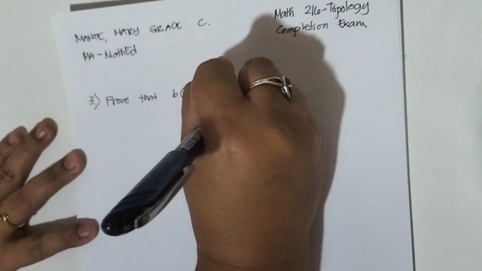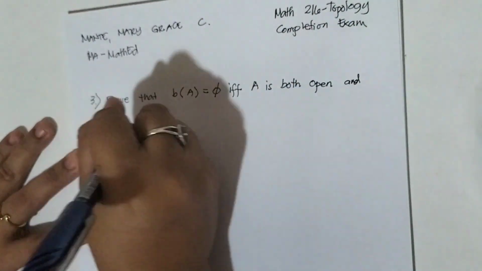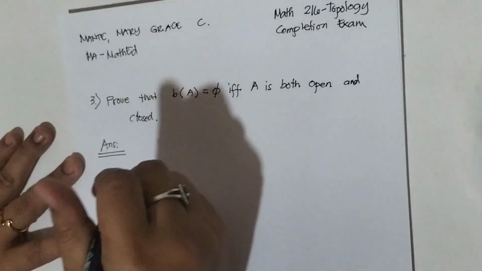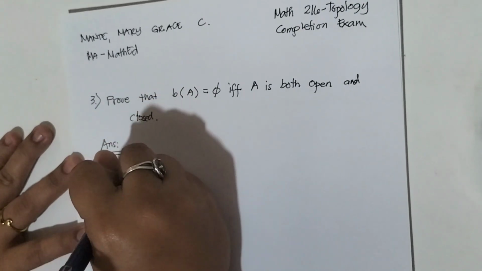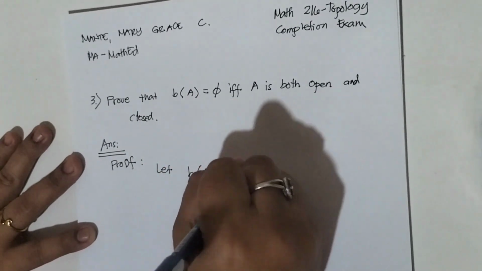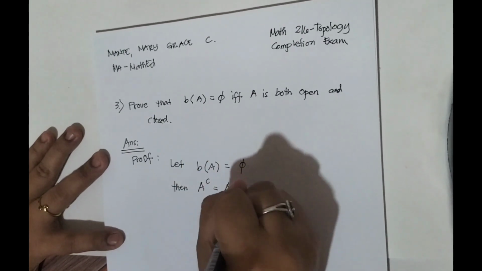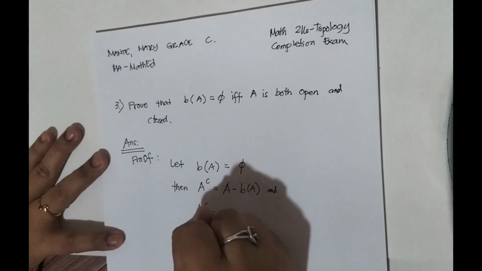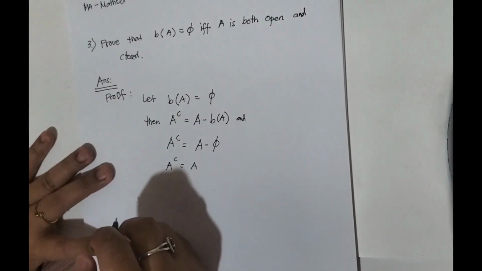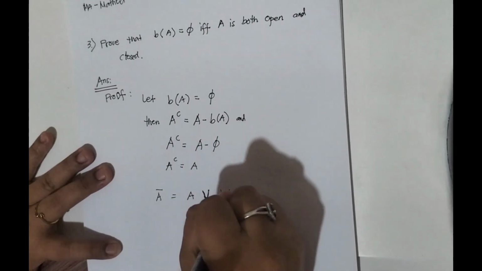Next, number 3. Prove that the boundary of A, B(A), is equal to the null set if and only if A is both open and closed. So our proof: let B(A) be equal to the null set. Then the complement of A is equal to A minus B(A), and the complement of A is equal to A minus the null set. Therefore, the complement of A is equal to A, which means A is open.